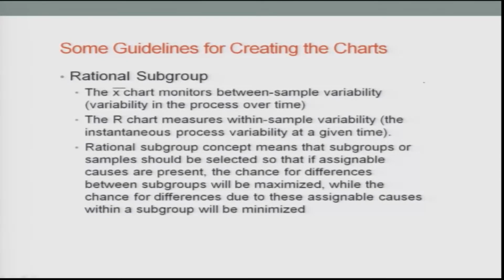So, the rational subgroups concept means that subgroups or samples should be selected so that if assignable causes are present, the chance for differences between subgroups would be maximized, while the chance for differences due to assignable causes within a subgroup would be minimized. So, obviously, you do your calculations accordingly.